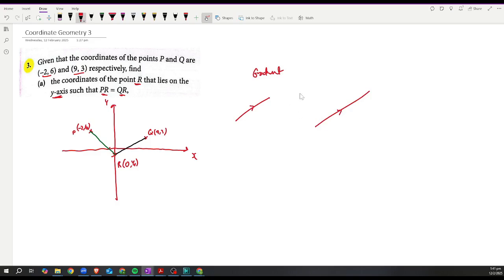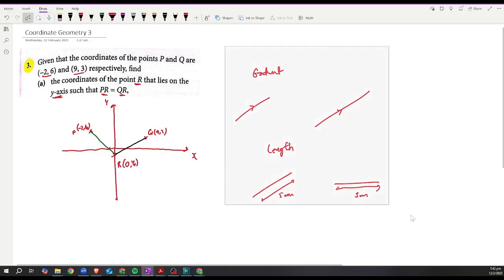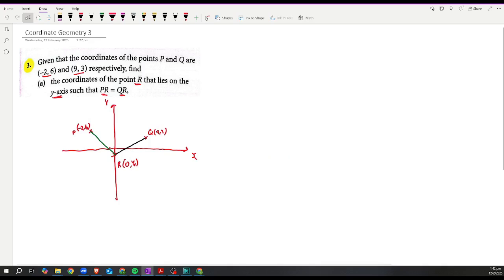In this case, the gradients of these two lines are equal. How about length? Length is just that. This line and maybe this line are of equal length. Let's say this is 5 cm and this is 5 cm, but different steepness, therefore their gradients are different. It seems a bit like common sense, but somehow people get confused between these two concepts, so watch out for it. In this case, we are not trying to equate their gradients. They didn't say PR and QR have the same steepness; they say they have the same length. So we need to find the length of PR and equate it to the length of QR.